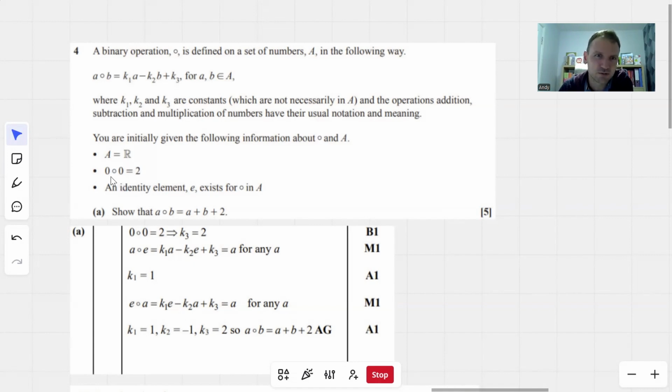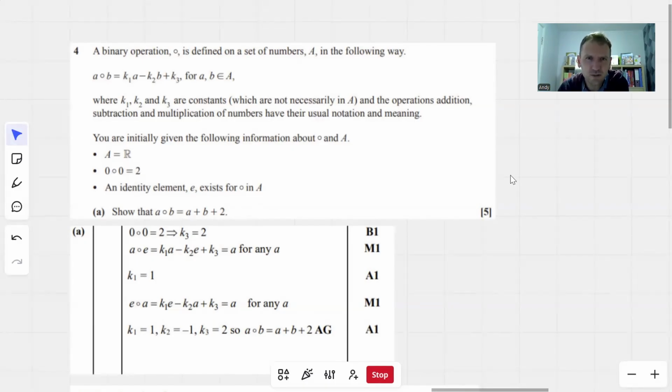And we're told two things. We're told that 0 composed with 0 is 2. That's a natural place to start. So if you replace A and B with 0, you just end up with K3 equals 2. That's the first mark. That one's quite nice to get.